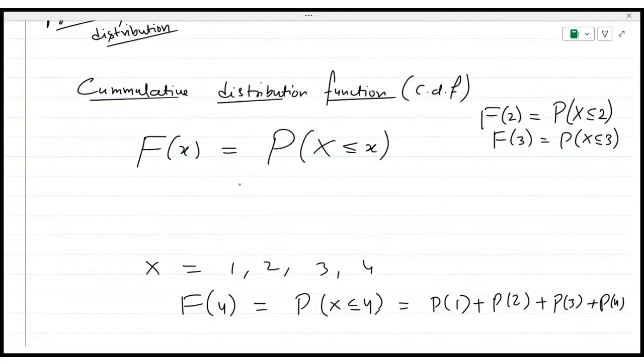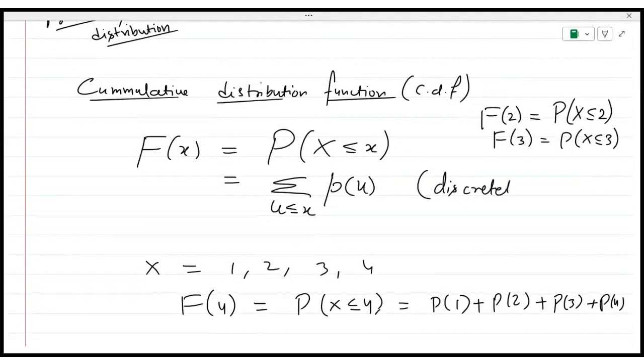So what is the point here? If you want to find the cumulative distribution function or CDF, what you will do is add all the probabilities for the values which are less than or equal to 4 if you are finding for 4. So here we are finding for x. So what we will do, we will sum the probabilities for those values which are less than or equal to x. And this is for discrete.